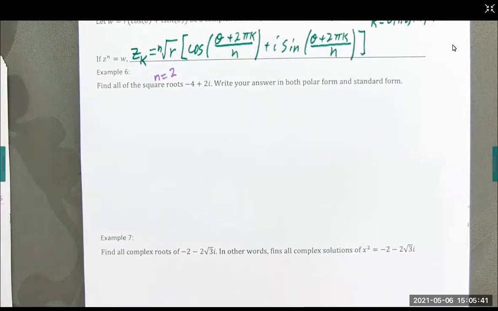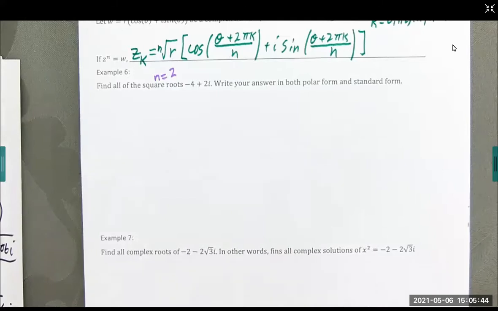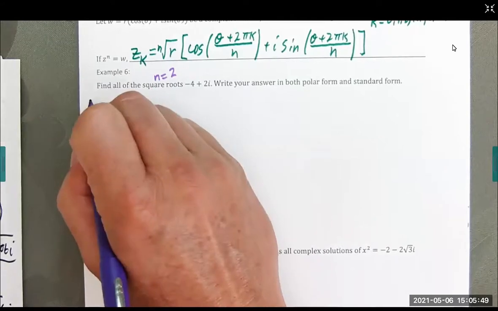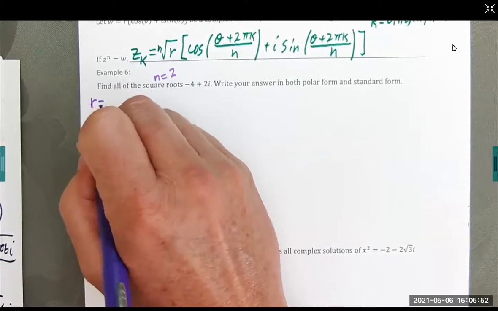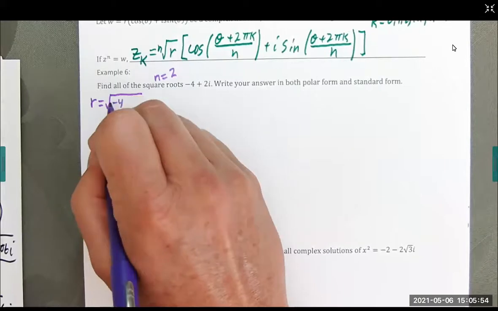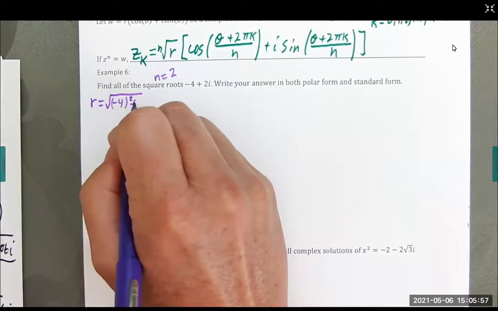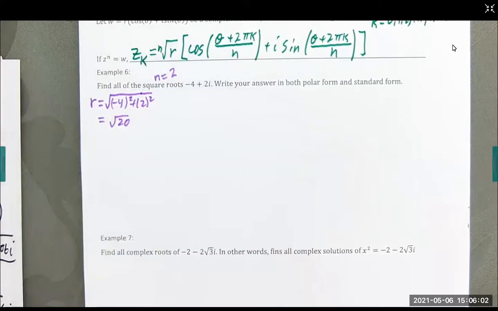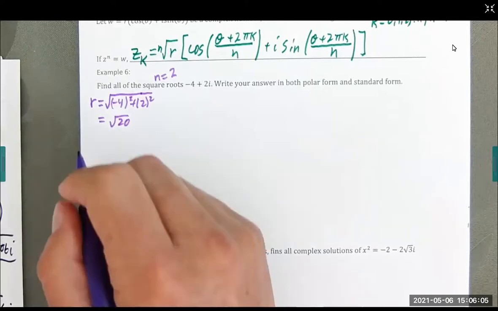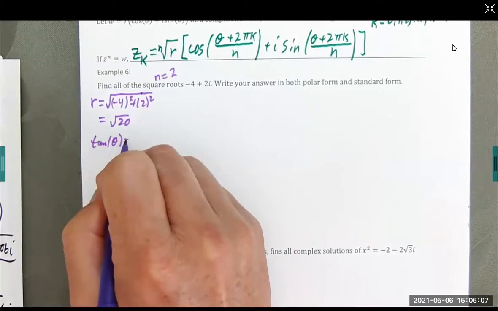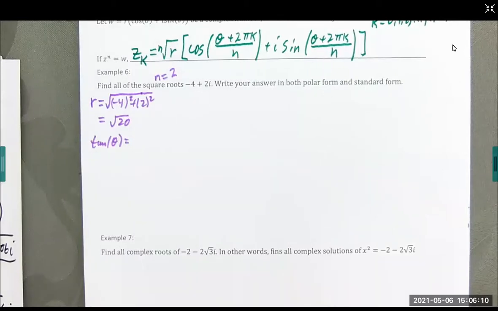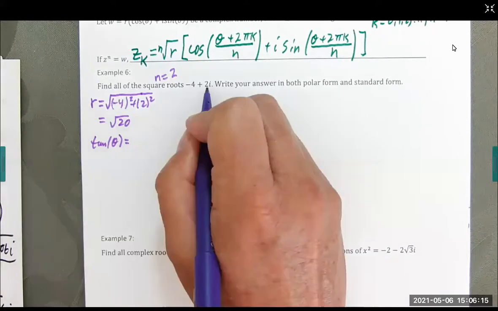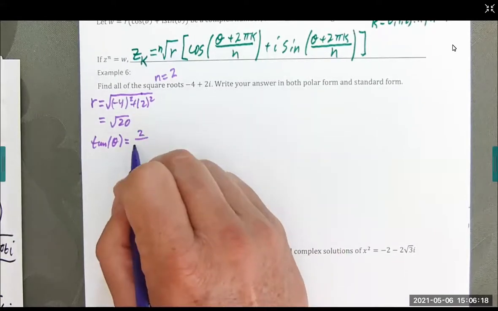I'm going to do this one in degrees for us. First thing I need to do is convert this into polar form. So we know that R is going to be the square root of -4 squared plus 2 squared. That is root 20. Tangent of theta: now, again, we want to be careful. It's going to be y over x, or b over a, which is 2 over -4, which is -1/2.